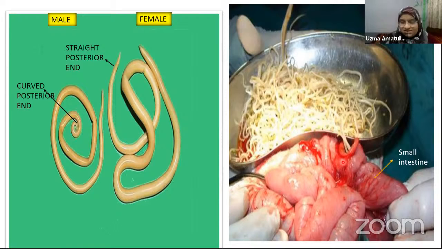Now here in this picture you can see there is a surgery performed here. This person is suffering from ascariasis, and these worms are there in the small intestine. So here you can see the surgery is operated, and these worms are taken out.